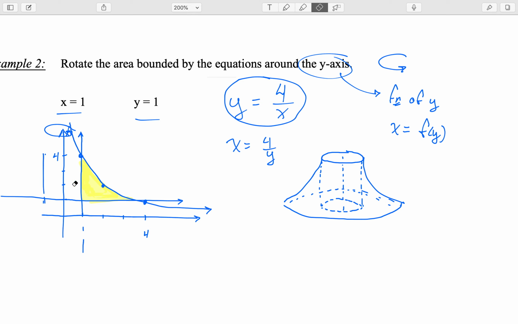Is that the height under the curve? No, it's the height from here out to the curve. Okay. So I need to be thinking about, because I'm going around dy, I need to be not the height under. This is the height under. It's from the y-axis over.